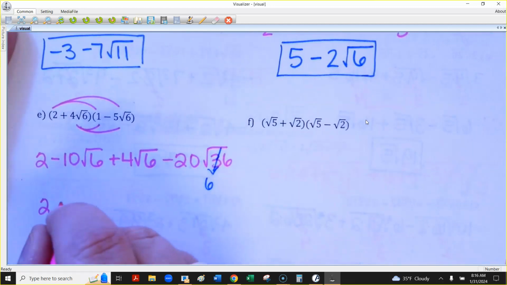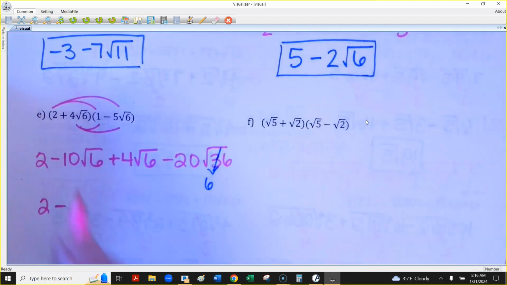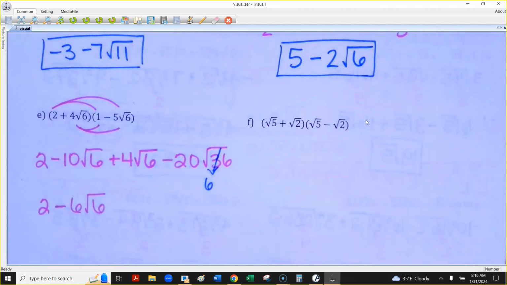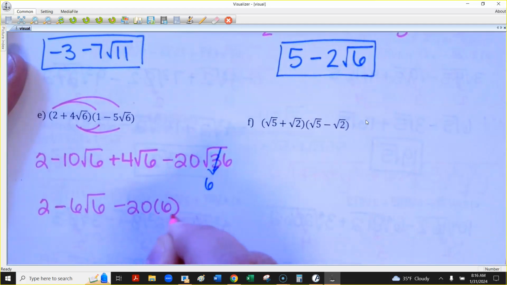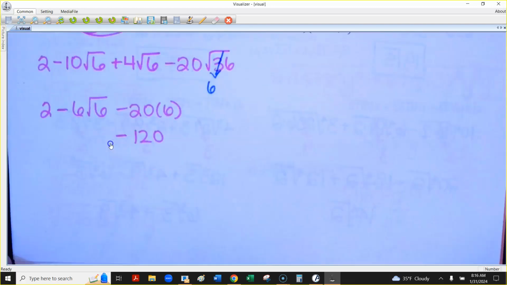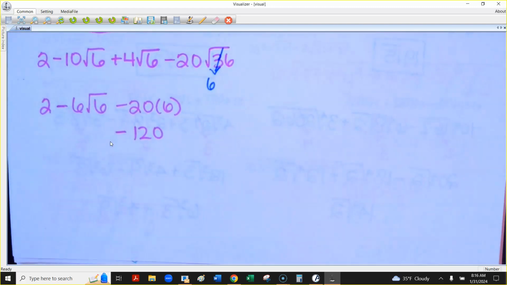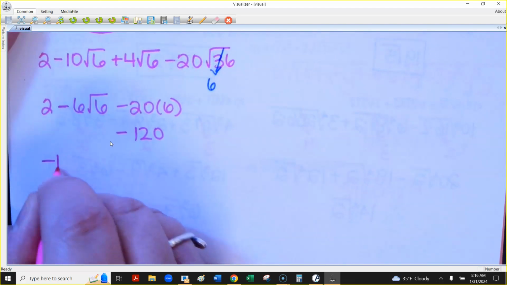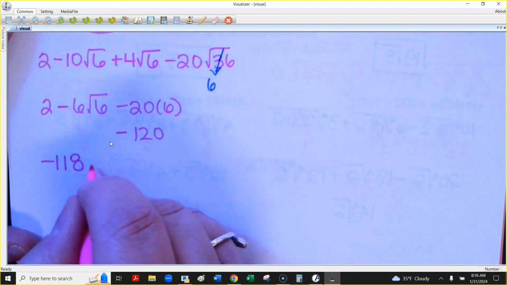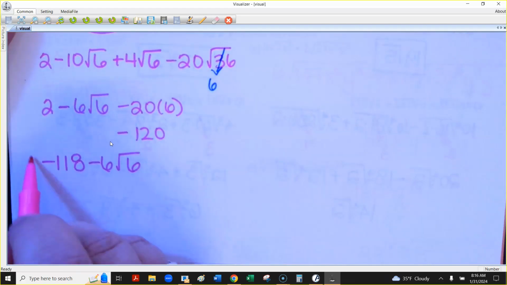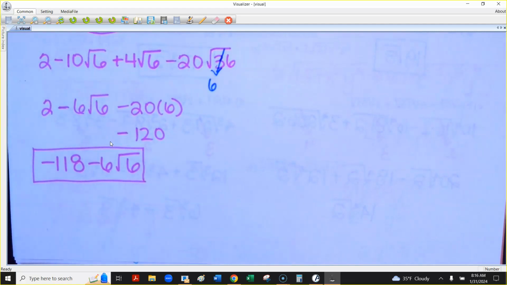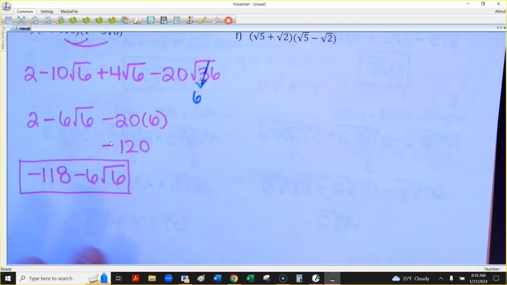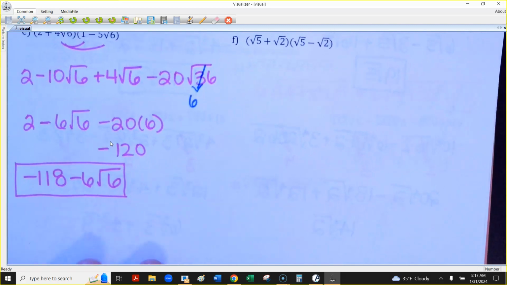In between here, these guys are like radicals, negative 10 roots of 6 plus 4 roots of 6, so we can actually combine those. This would be negative 6 roots of 6. Then on the end, that term is really negative 20 times 6, so it's really negative 120. The only other thing you could do there is actually combine that with the 2. So you'd have negative 118 minus 6 roots of 6. Is anybody having a question? That one's really hard. Don't put the negative 118 and the negative 6 together.